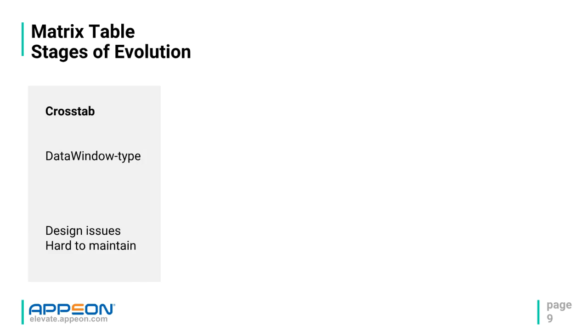Okay, but how to do that in PowerBuilder? I have 4 stages of evolution here. First stage of evolution would be the crosstab. And I think you all know the crosstab, and that's just not really doing the job. It's really hard to make a cool design with it, and it's even harder to maintain.